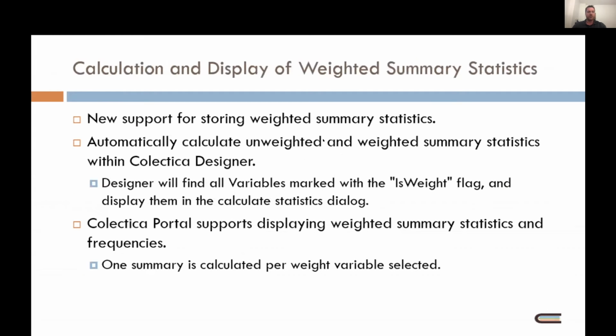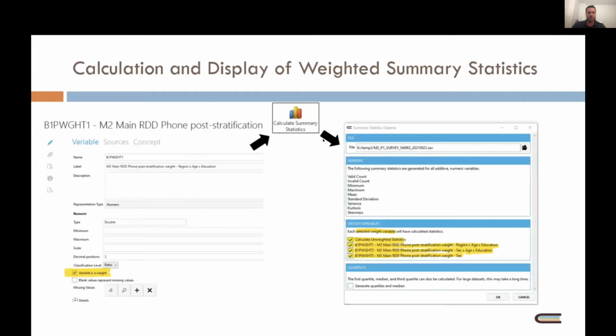All right, so the first one is calculation and display of weighted summary statistics. So we have new support for storing weighted summary statistics, where you can automatically calculate the unweighted or the weighted summary statistics within Colectica Designer. And the Designer will find all variables that you mark with an is weight flag and then display them in the calculate statistics dialog. And we'll show an example of that on the next slide. The Colectica portal will support displaying the weighted summary statistics in frequencies, and one summary is calculated per weight variable selected. So let's look at an example here.